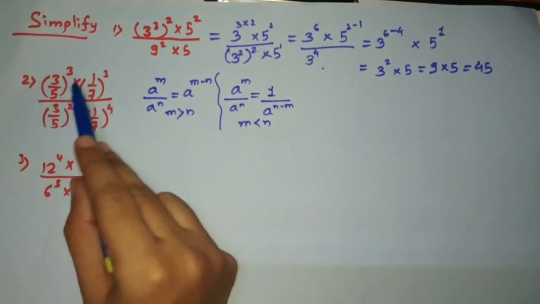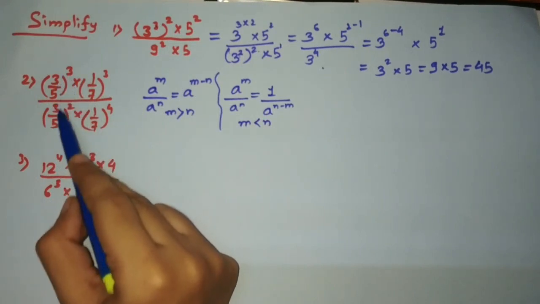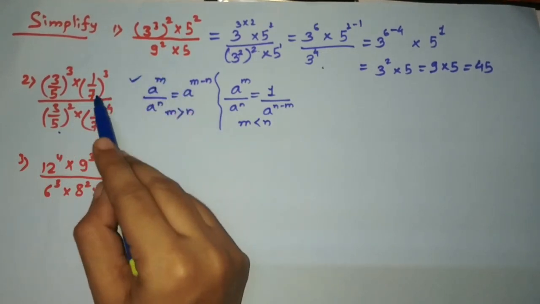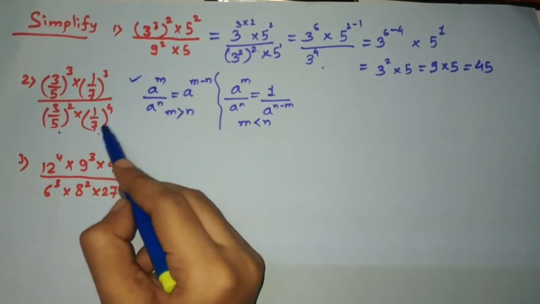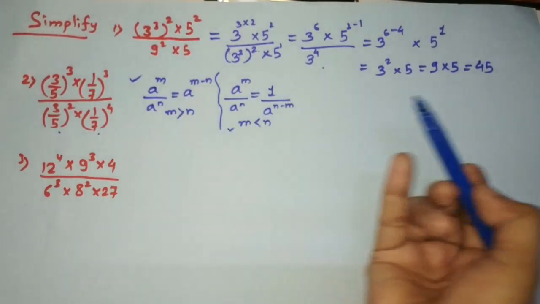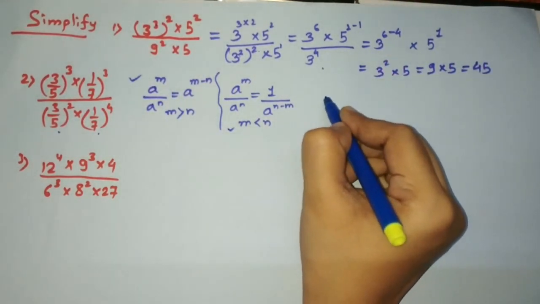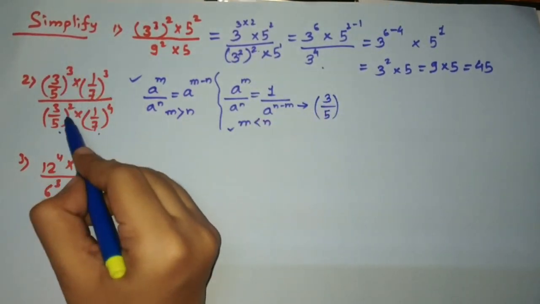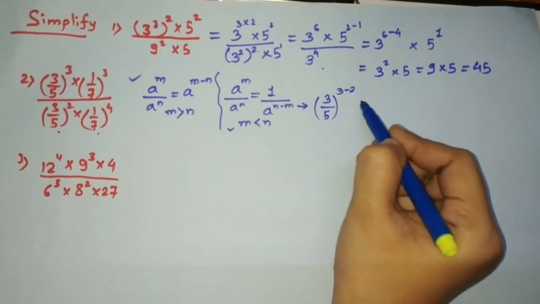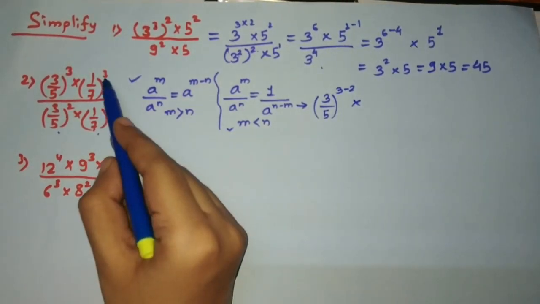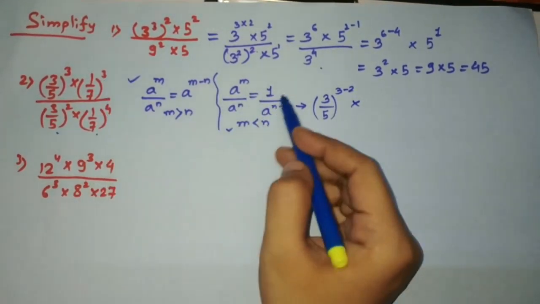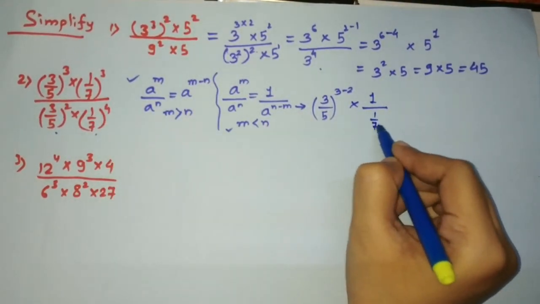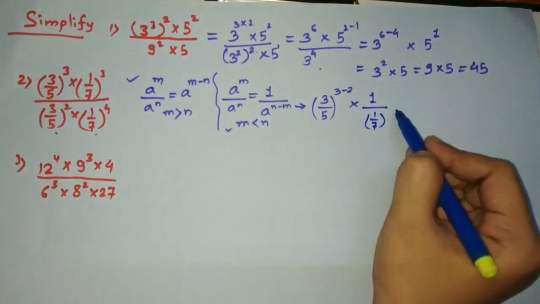So here you can observe (3/5) to the power 3 and (3/5) to the power 2. So you will use this law. And here (1/7) to the power 3 divided by (1/7) to the power 4. So I am going to use this law. So we'll solve it. So we'll reach here 3 by 5, here 3 minus 2 we will get, multiplied by. And here this power is smaller as in this situation, so we'll go for 1 upon (1/7) to the power 4 minus 3.